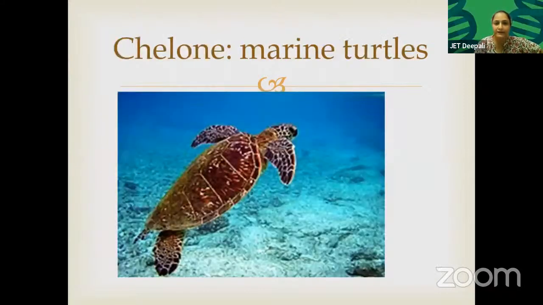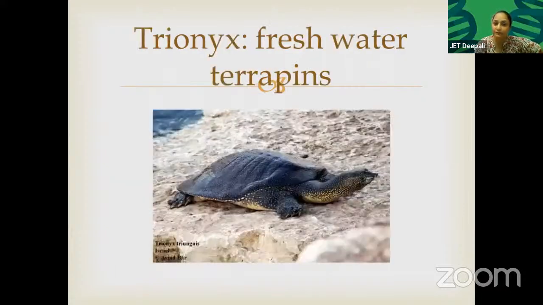Next is Chelone, marine turtles. See, this is the carapace and this is ventral. These have limbs and those limbs are like pelvic fins or something like that. Limbs are modified.